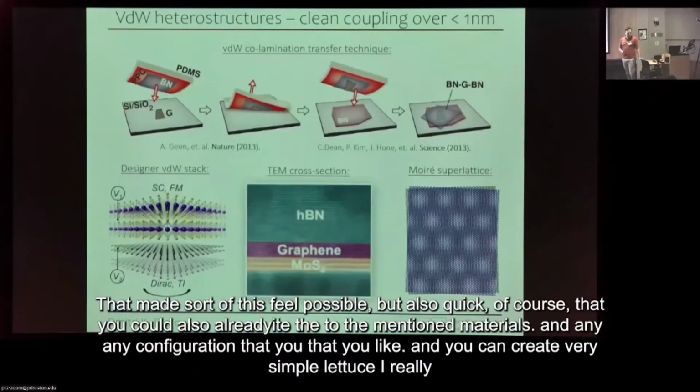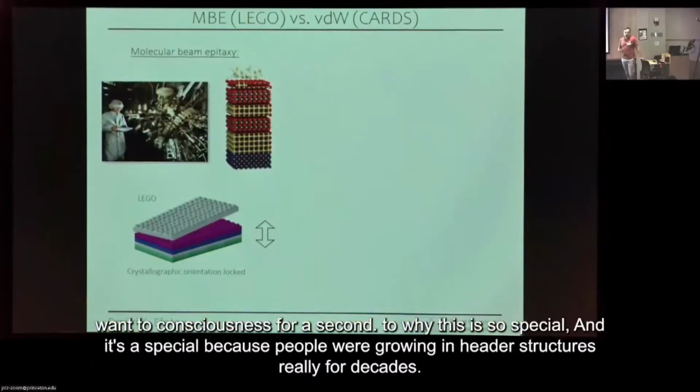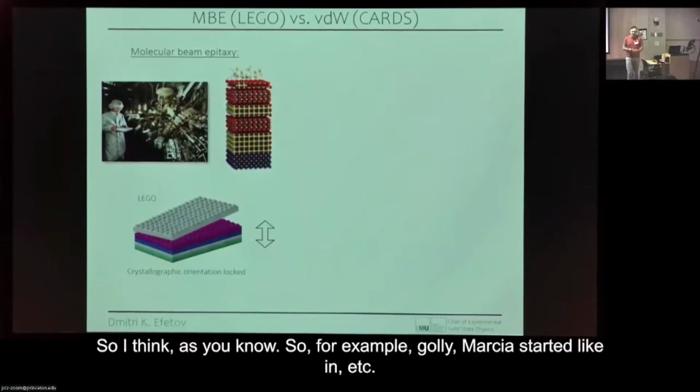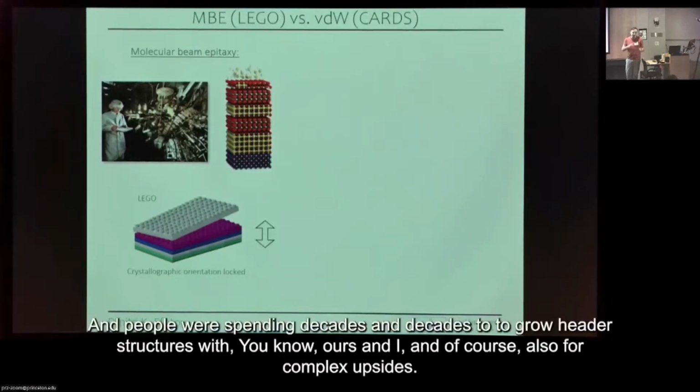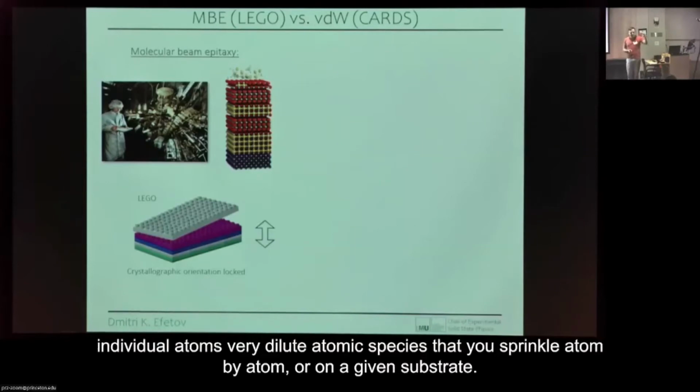And I want to contrast this for a second to show why this is so special. It's so special because people were growing heterostructures for decades. For example, gallium arsenide started in the 80s, and people spent decades and decades growing heterostructures with gallium arsenide. And of course, for complex oxides, you can do the same trick. And usually the best growth technique in this field is molecular beam epitaxy. Molecular beam epitaxy works in the following way: you sprinkle individual atoms, very dilute atomic species, atom by atom on a given substrate.